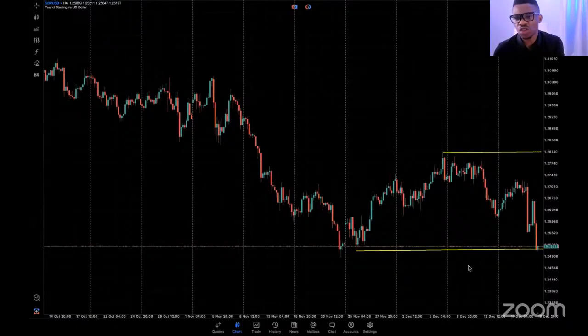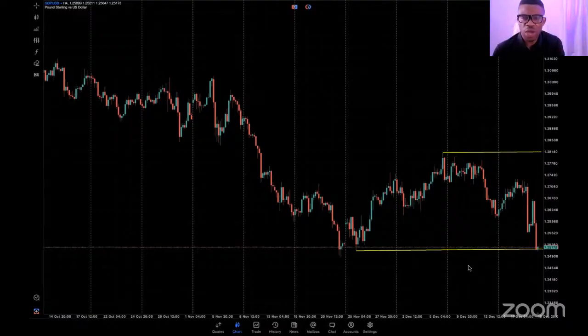Whenever it breaks the support, it can continue going down. Whenever it breaks the resistance, it can continue going up. So that is basic and that is simple, right? So in this case, we can see what the market is doing.